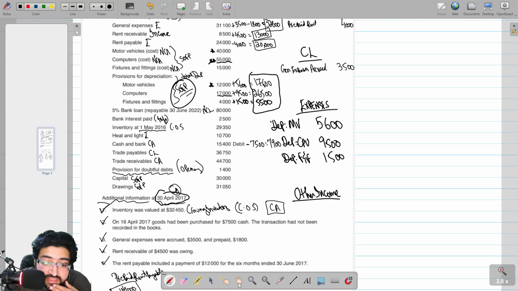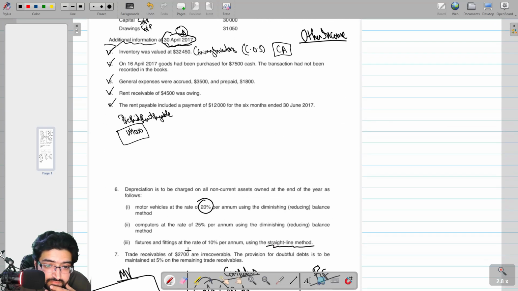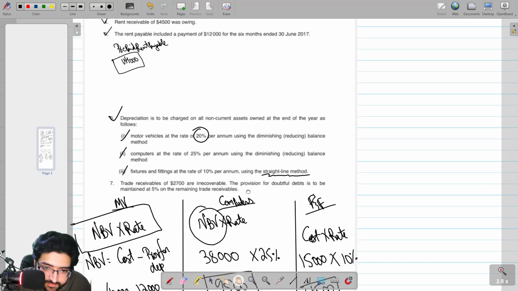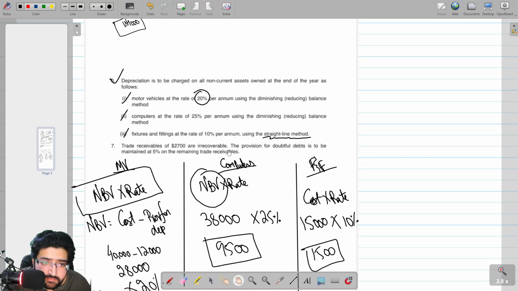Okay, we are done with this adjustment as well. We have depreciated all the non-current assets one by one. We are done. Last adjustment. We have covered this already, but let's do this again.